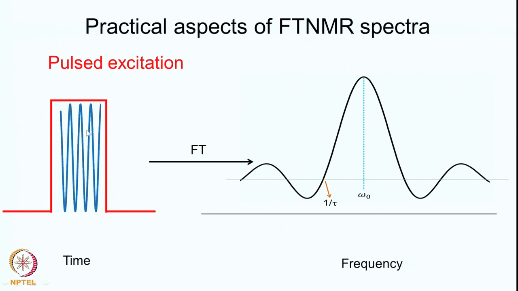If the width of this is tau, then we will say it will excite the frequencies in this particular fashion. This is the excitation profile of the RF pulse. These are Fourier related, so a whole range of frequencies are excited with different amplitudes, and omega naught is the RF frequency, and at this point it is 1 by tau. If tau is of the order of 1 microsecond, 1 by tau will be 1 megahertz. Okay, a megahertz here and a megahertz here.